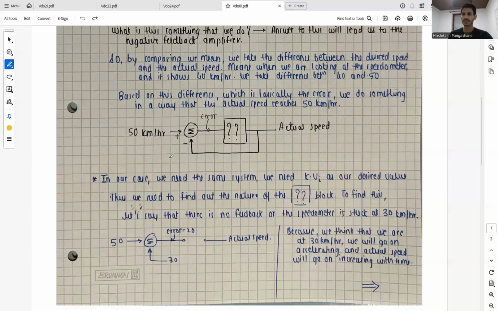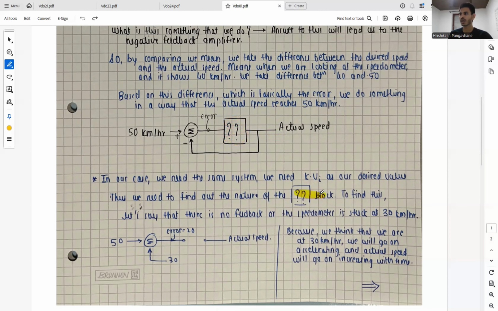In our case, in our circuit design, or in our field, we need the same system where we need our output to be K times Vi, and we have a certain output at an instance. As our desired value is K times Vi, we need to do something so that our output at that instance matches the value of K times Vi. Thus, we need to find out the nature of this box of question mark, or this block.